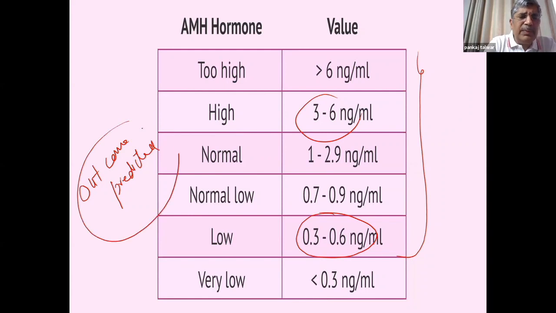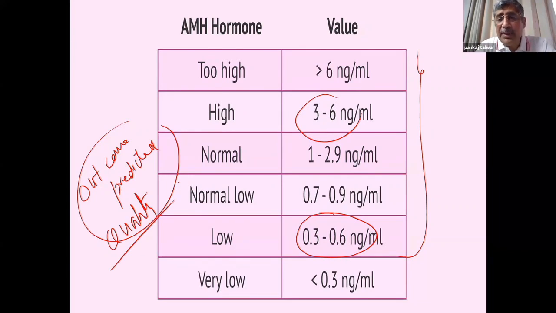I also learned that we cannot predict the outcome in terms of quality of the eggs. Numbers may be less, but the quality may be good. And more than that, there are multiple other factors which help a woman to conceive. So this we have to keep in our mind.